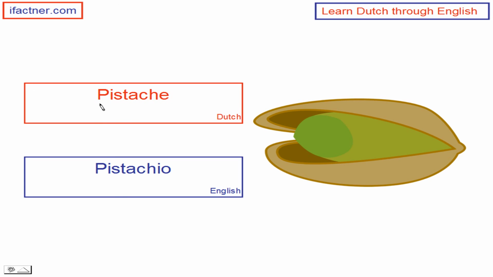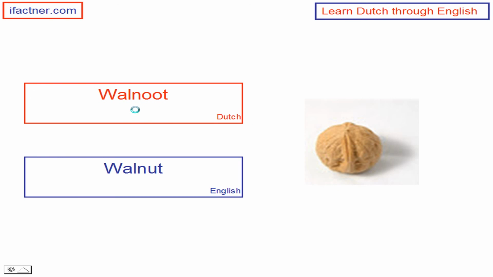Pistachio is called pistache. P-I-S-T-A-C-H-E, pistache. Walnut is called walnoot. W-A-L, N-O-O-T, noot, walnoot.